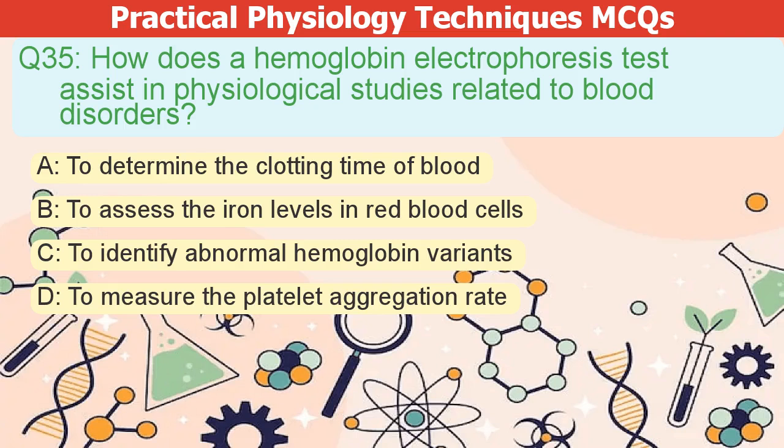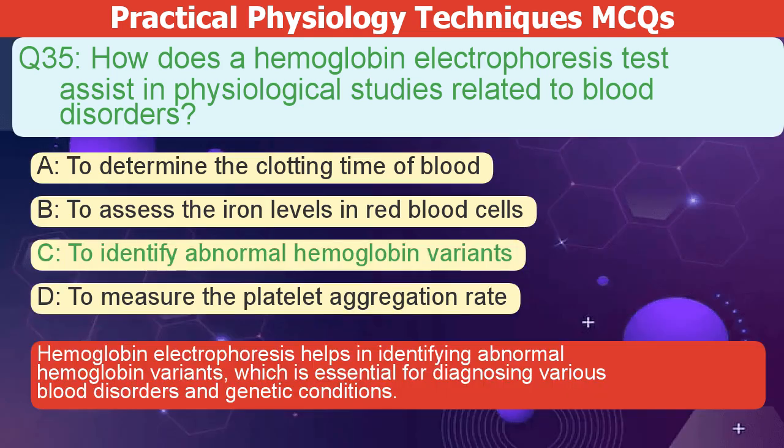How does a hemoglobin electrophoresis test assist in physiological studies related to blood disorders? A. To determine the clotting time of blood. B. To assess the iron levels in red blood cells. C. To identify abnormal hemoglobin variants. D. To measure the platelet aggregation rate. The correct answer is C. Hemoglobin electrophoresis helps in identifying abnormal hemoglobin variants, which is essential for diagnosing various blood disorders and genetic conditions.